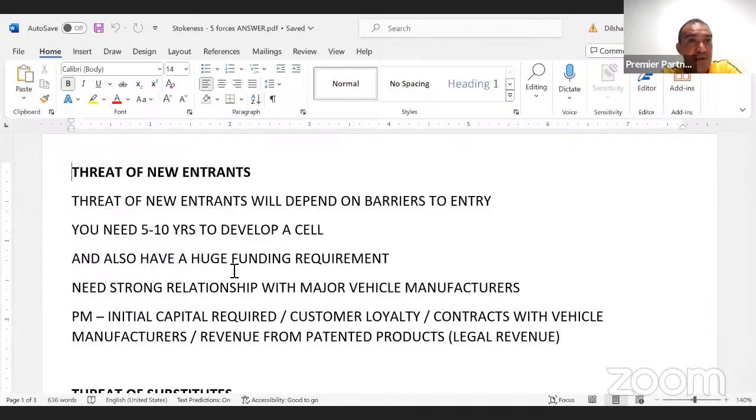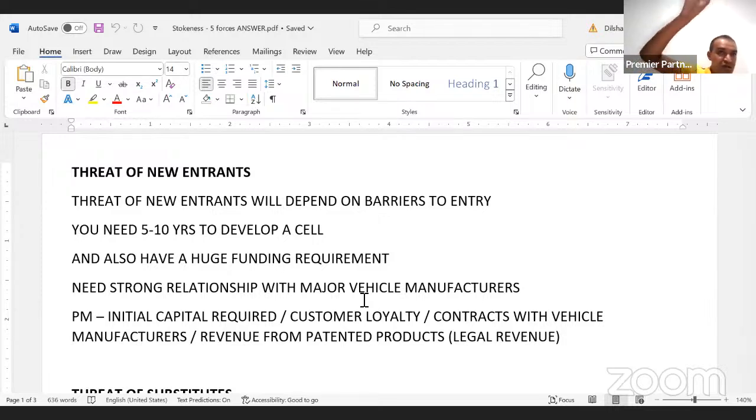Right? So I told you investment can act as a barrier. Need strong relationship with major vehicle manufacturers. Without that, what to do with your fuel cell? Isn't it? Because it's the part of the vehicle. So you should be able to sell that first to the vehicle manufacturer so that there is acceptance. Right.